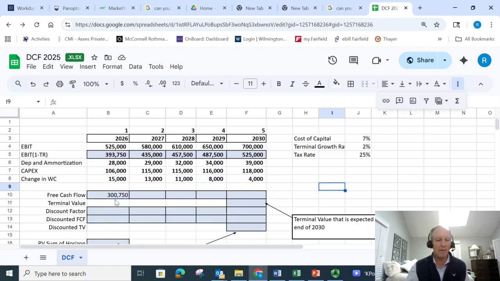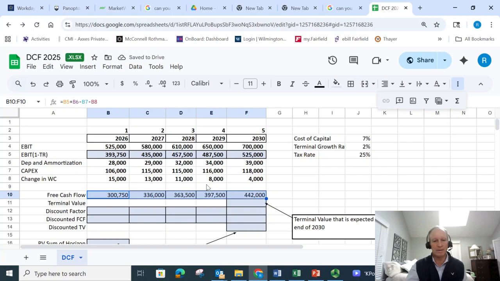Okay, so now I've got this number here. B5 plus B6 minus B7 minus B8, and I'm just going to drag that across. So these are my horizon cash flows. I'm doing a 5-year horizon.